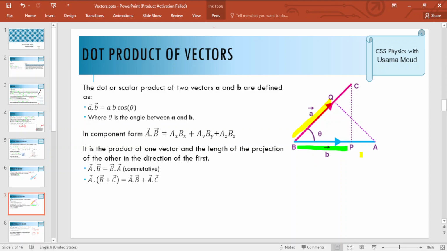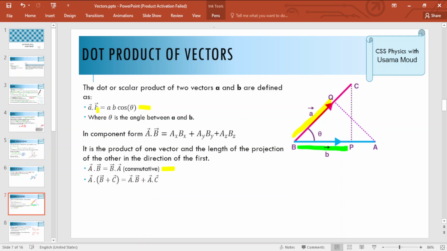This b vector and its adjacent component, its horizontal component. So this would be b cos theta into a. In both ways we shall get the same value. So whether you multiply b dot a or a dot b, that's why the scalar product is commutative.